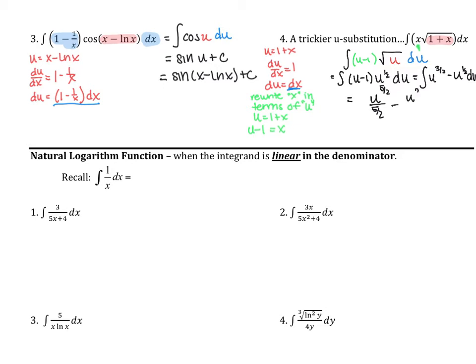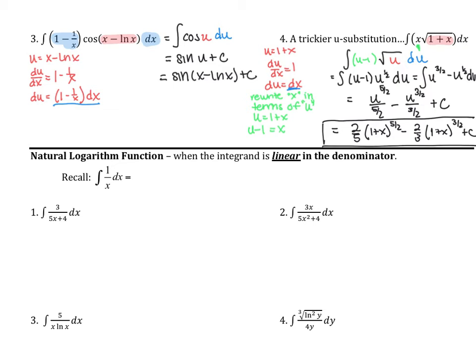Minus u to the 3/2, divided by 3/2, plus c. Now substituting back in for my u and doing a little bit of rearranging, I would get 2/5 times (1 plus x) to the 5/2 minus 2/3 times (1 plus x) to the 3/2 plus c. So a little bit trickier, but we just have to be able to rewrite our x in terms of the u expression.